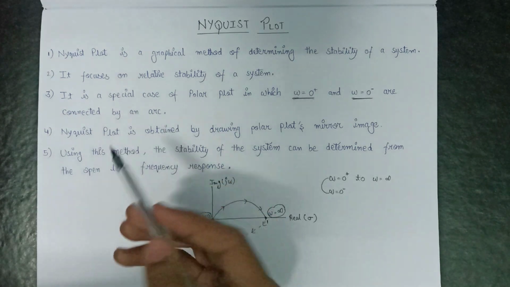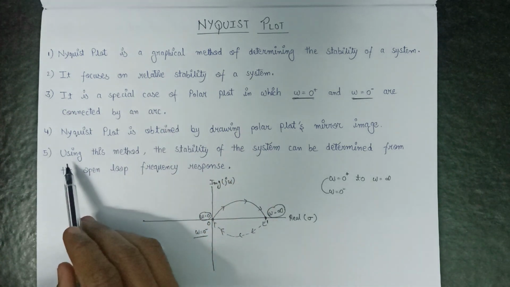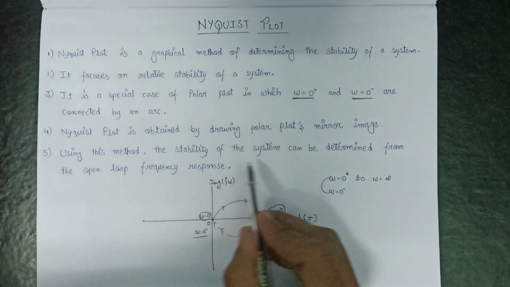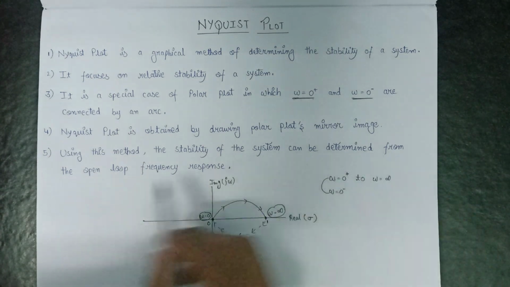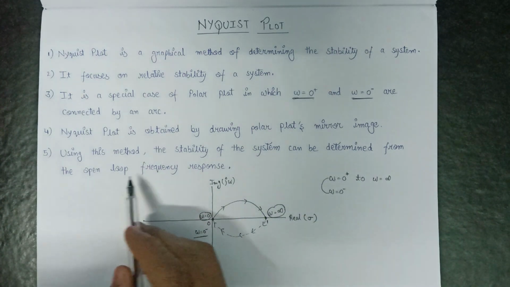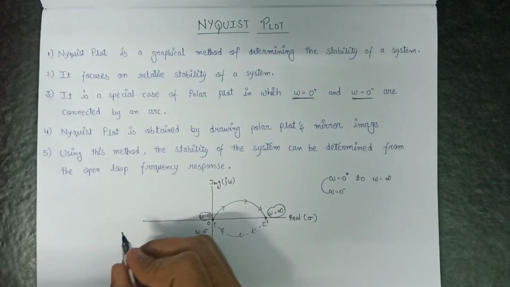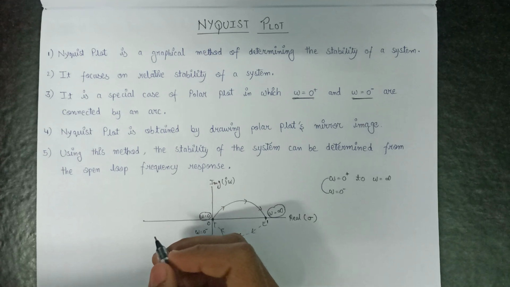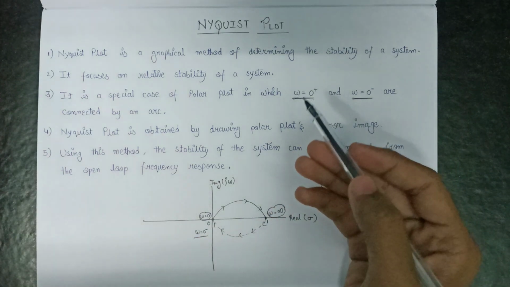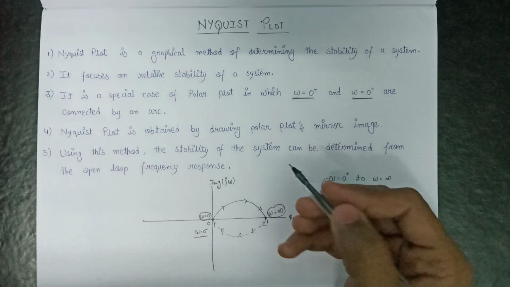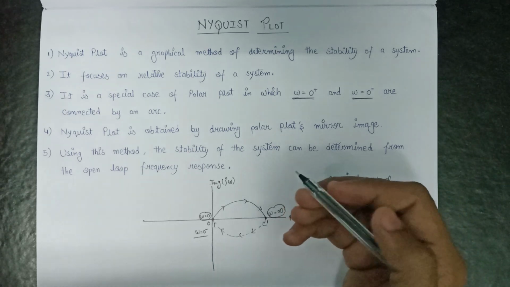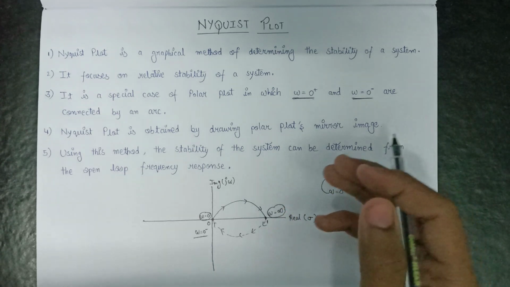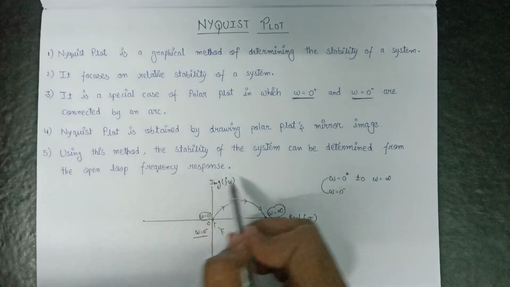What is the advantage of using the Nyquist plot? By using this method, the stability of a system can be determined only by the open loop transfer characteristics. Since we don't need to worry about the closed loop transfer characteristic of a system, with the help of a Nyquist plot, we can easily find out whether our system is stable or not on the basis of its open loop transfer characteristic or open loop frequency response.